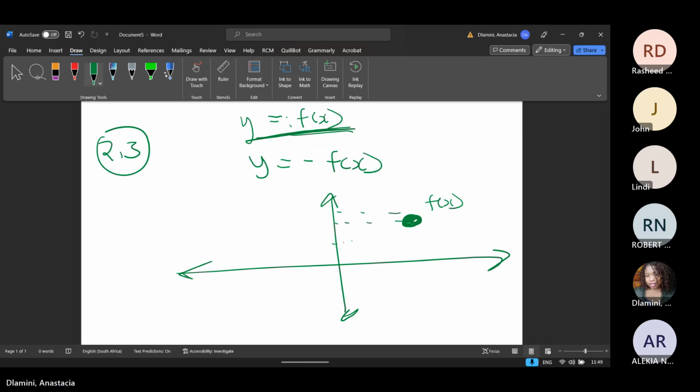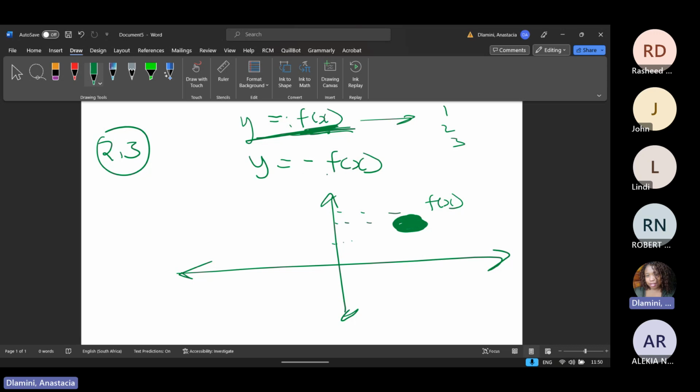Okay. Does it make sense, guys? Yes. So those positive y's become negative y's. Because here, when you substitute, let's say you're getting only positive y, you're getting 1, 2, 3 after substituting. It means your graph will be somewhere here.